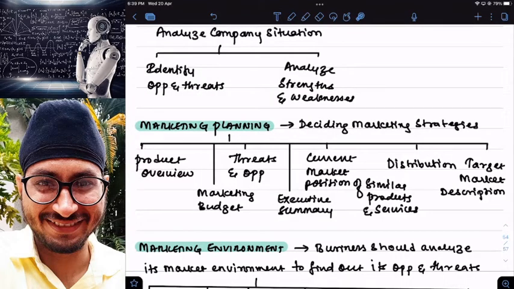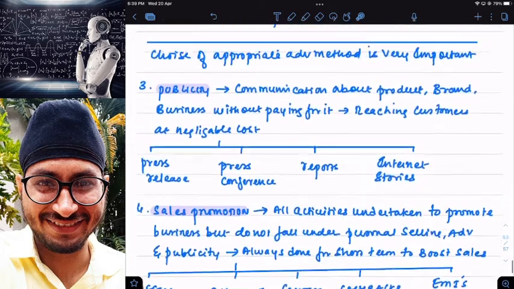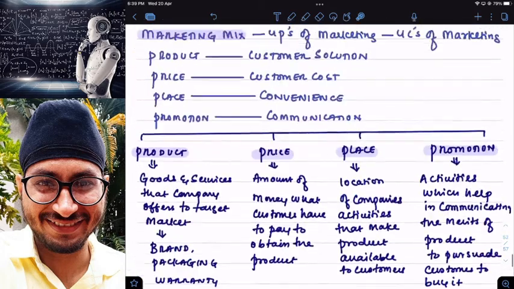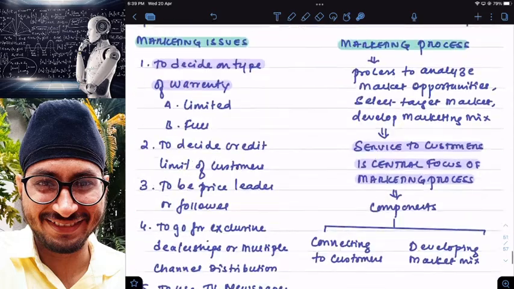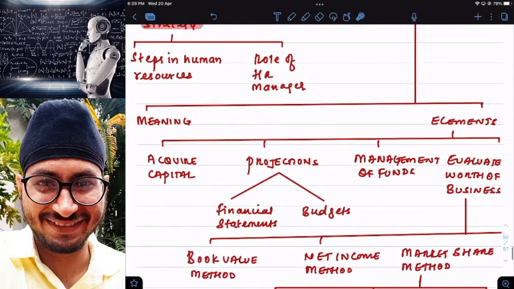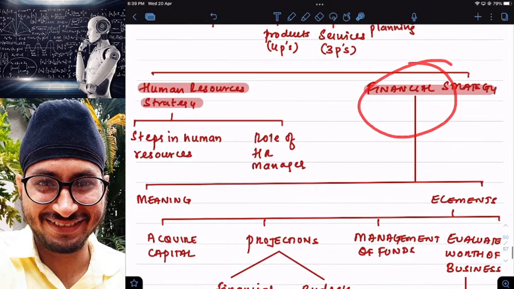Based on the analysis, yesterday we completed marketing planning. We have completed the concept of marketing. Now let us start with the second one. The second one we will start here is financial strategy. Here again, a big strategy. Financial strategy.